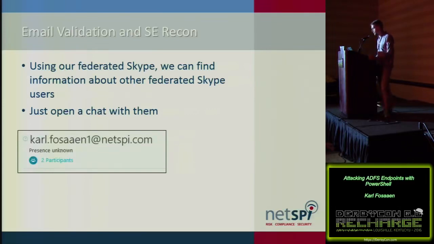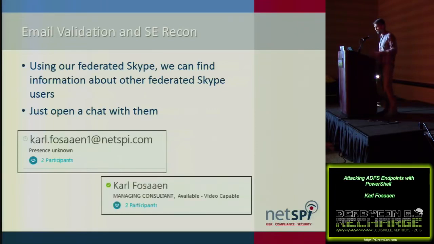So in this case, my email is not carl.fosaaen1@netspi.com. So when we put that into the Skype for Business client and try to open up a message with that email address, we get this presence unknown. Doesn't seem like anything's there. Well, if I put in my correct email address, it actually shows my job title.